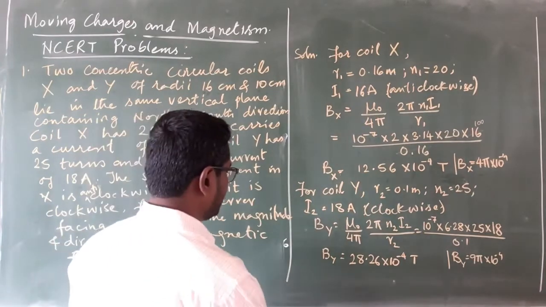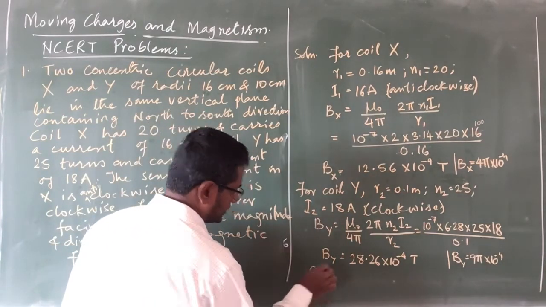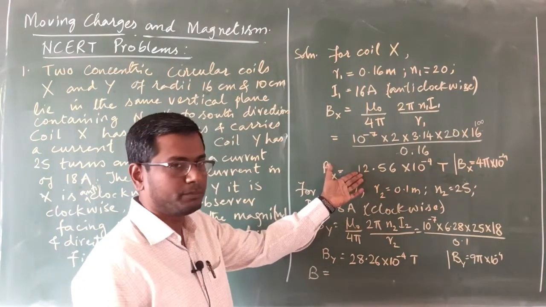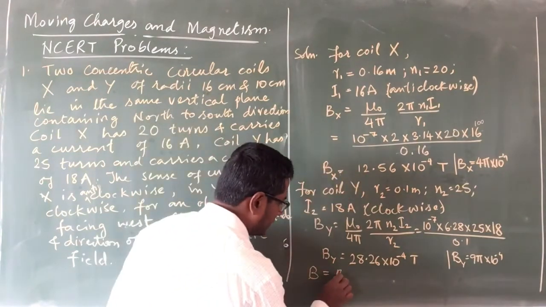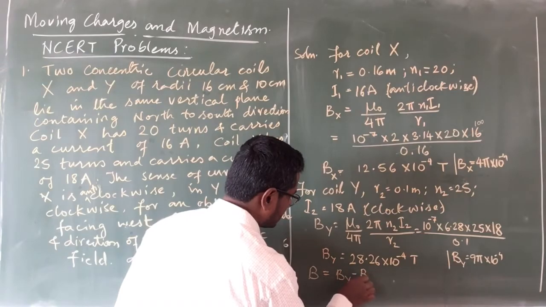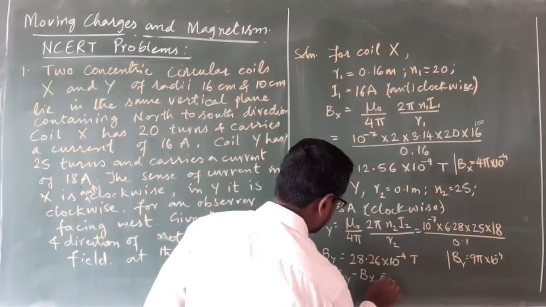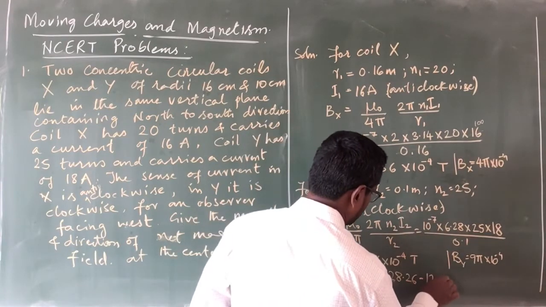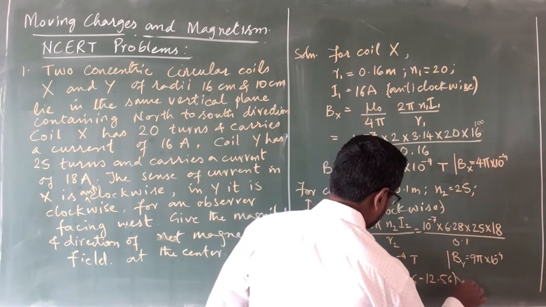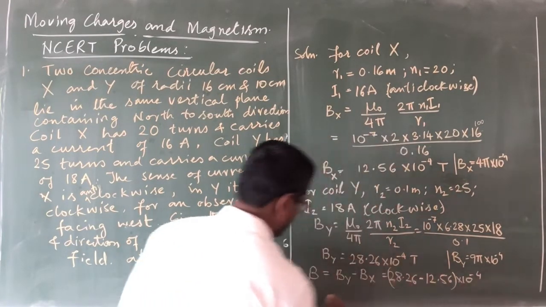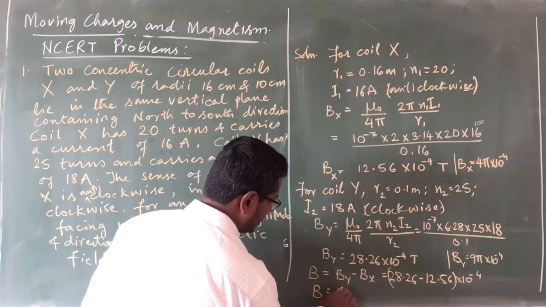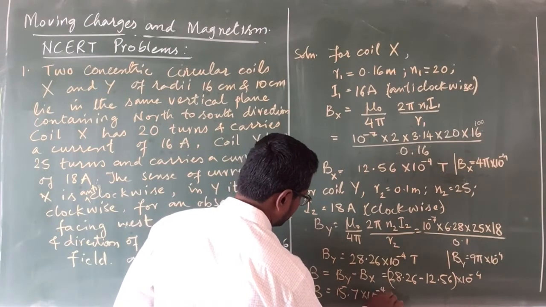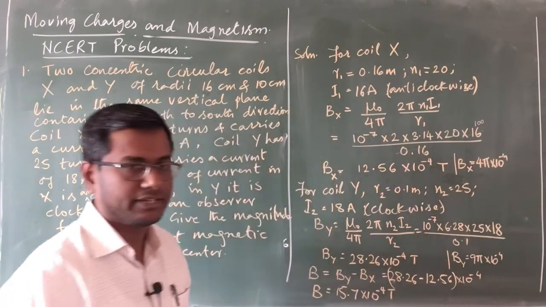Now it is very simple. We just need to calculate B. We know that By is a much bigger number compared to Bx. So B will be By minus Bx, that is 28.26 minus 12.56, taking the power of 10 to the minus 4 common. B is going to be 15.7 into 10 to the power of minus 4 tesla. So that is the magnitude.